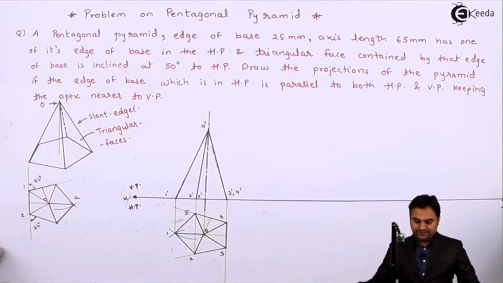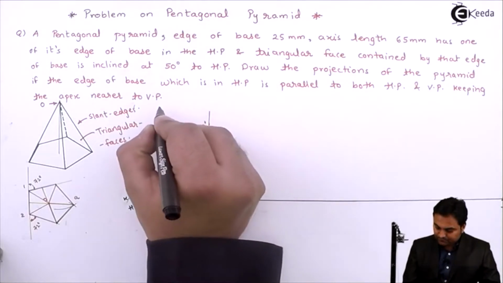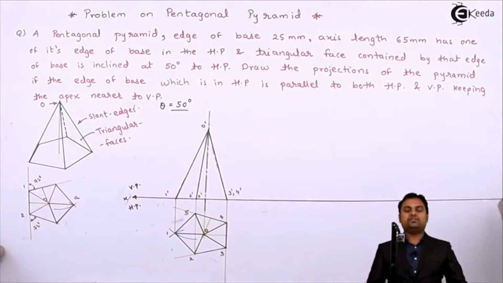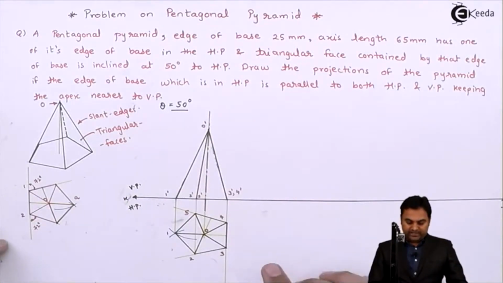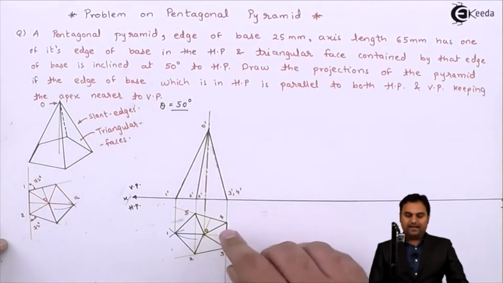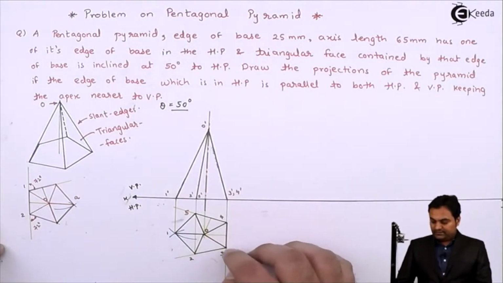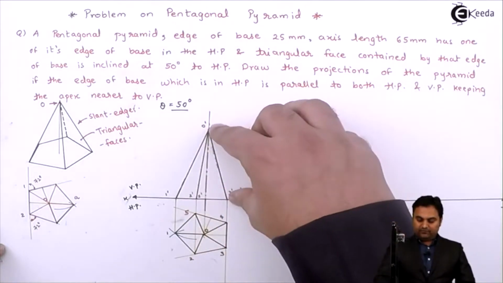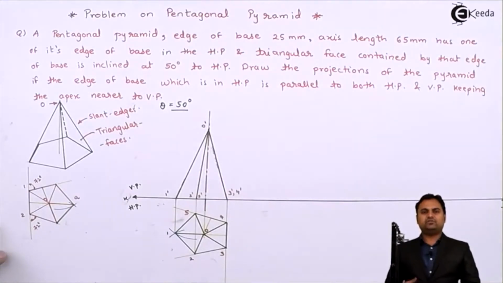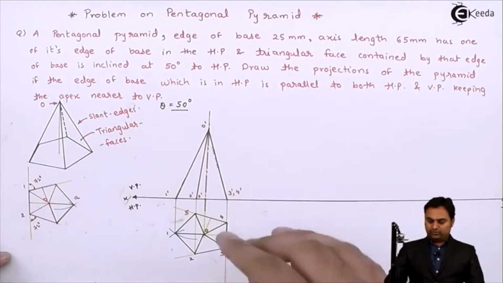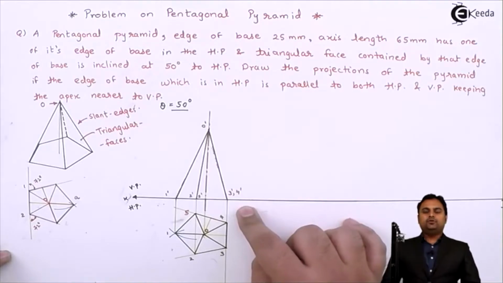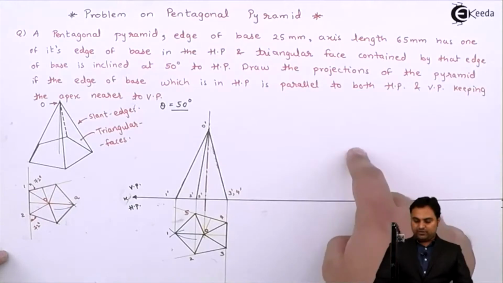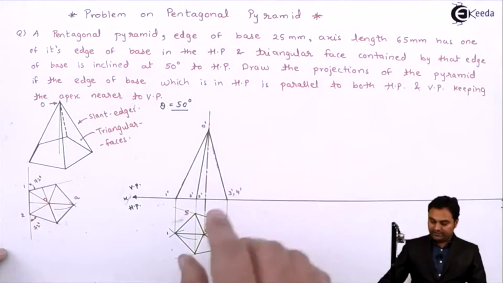Inclination given with HP, that is denoted as theta. So theta is 50 degree, and this inclination will be seen in VP. So the triangular face contained by the edge 3 4, that is O 3 4, when we are projecting it in the front view, that triangular face looks like a slant edge, which is O dash 3 dash 4 dash. So in the next condition, this edge is inclined at 50 degree to HP seen in VP. So I will make this edge inclined at 50 degree.